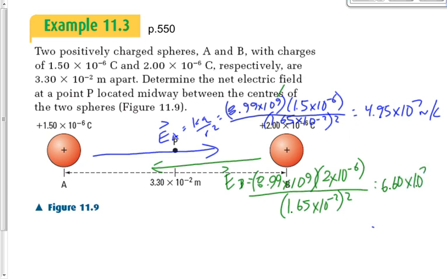Okay, 6.60 times 10 to the 7 newtons per coulomb. Good. All right. Now, what do we do with both of those values that we just got? Subtract them? Yeah. We're adding, but we're adding a negative number, right? So it's the same thing as subtracting. I don't really care which way you think of it, as long as you recognize that if they're both in the same direction, we add. Opposite direction, we effectively subtract.